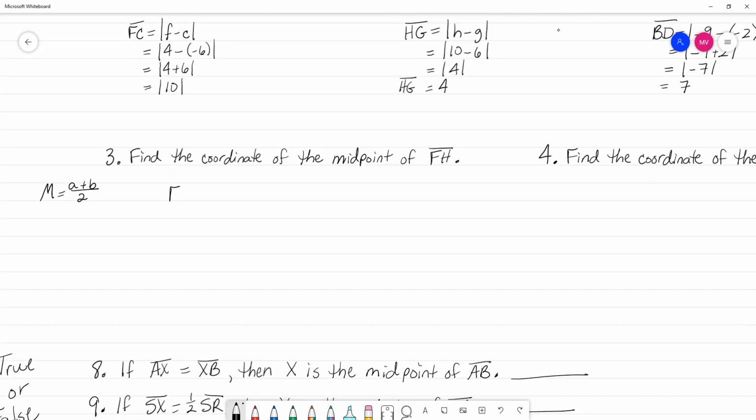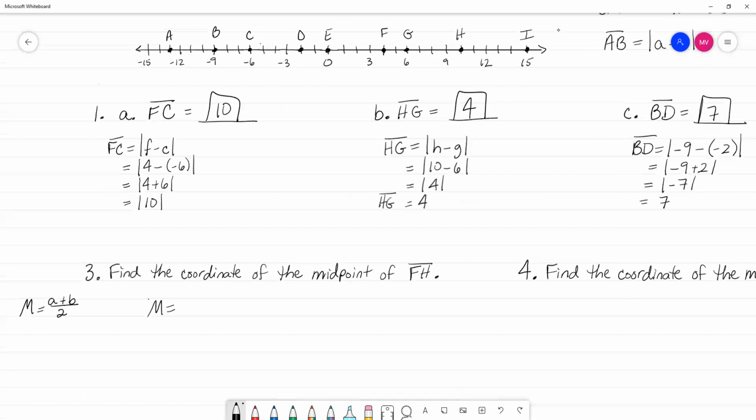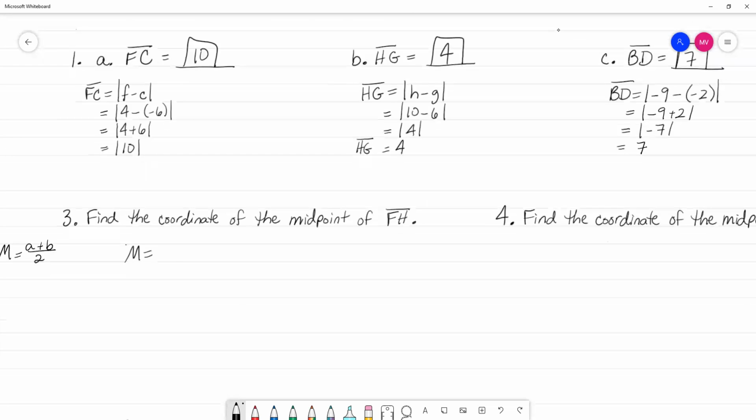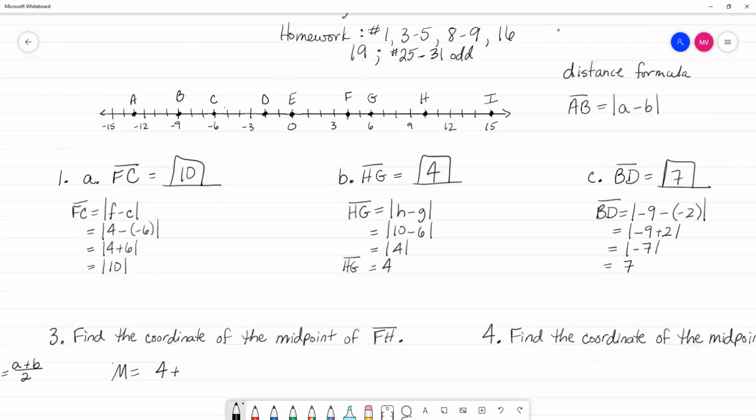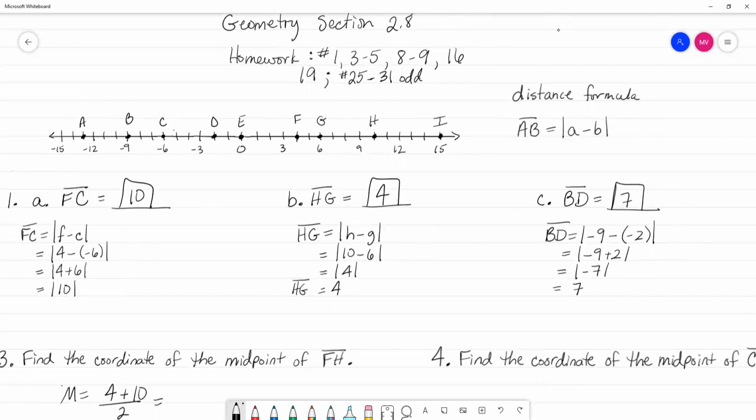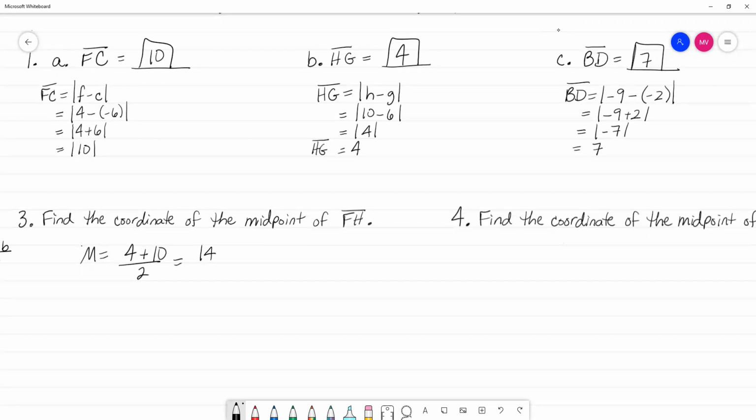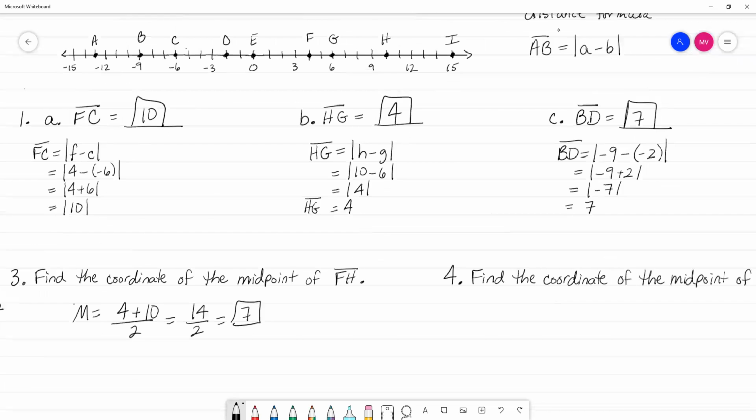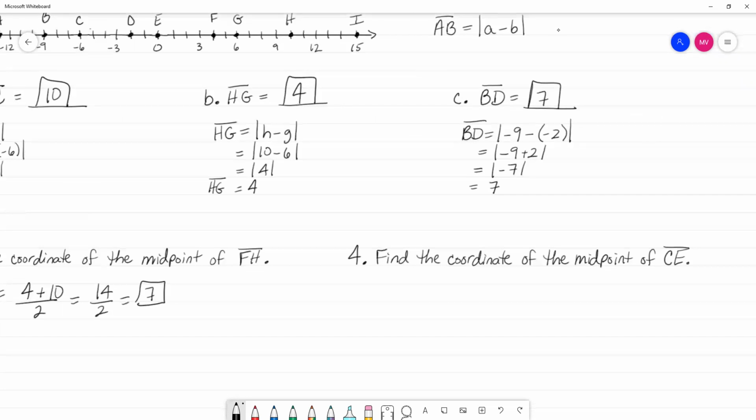So if we're looking for the midpoint of FH, I'm going to write that. So midpoint equals point F is 4 plus H, which is 10, divided by 2. So we'll check myself. 4 plus 10 is 14 divided by 2. So the midpoint falls at the coordinate 7.